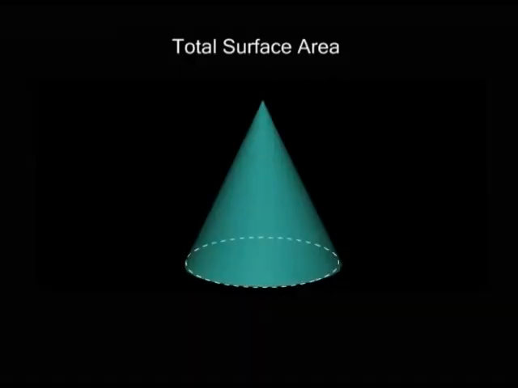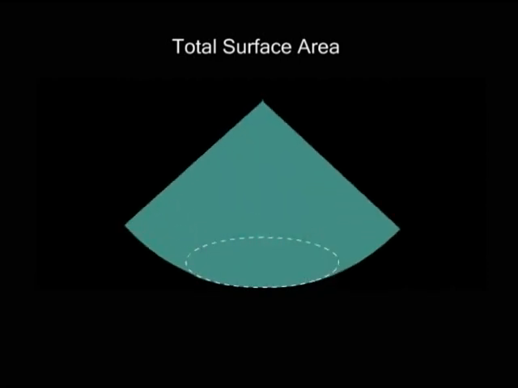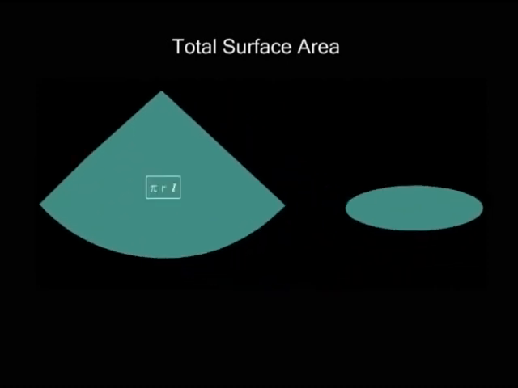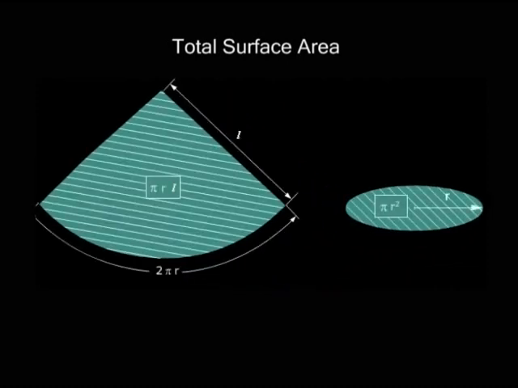For a closed cone with a base surface, when this cone is cut open, it forms a sector and a circle. The total surface area of the cone is therefore equal to the lateral surface area plus the area of the circle. That is pi rl plus pi r squared. Factorizing pi r, surface area is equal to pi r into (L plus r).